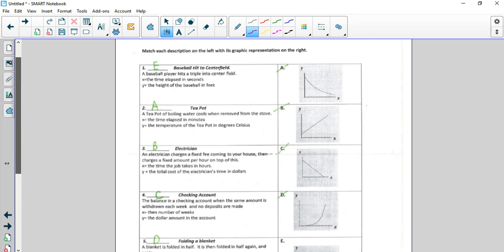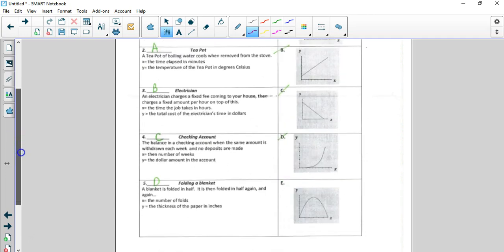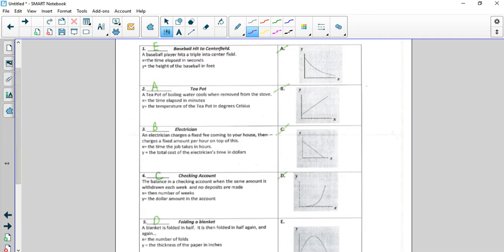So, baseball player hits a triple into center field. X is the time elapsed in seconds. Y is the height of the ball in feet. All right? Well, it's going to start when he hits it. It's going to go up in the air and come back down. That's the shape of a parabola.